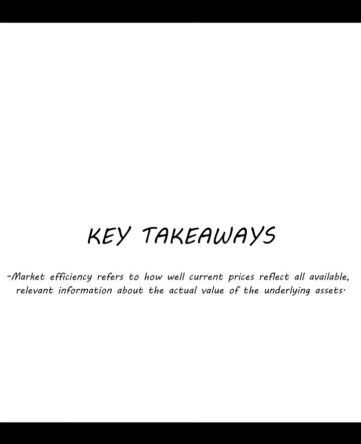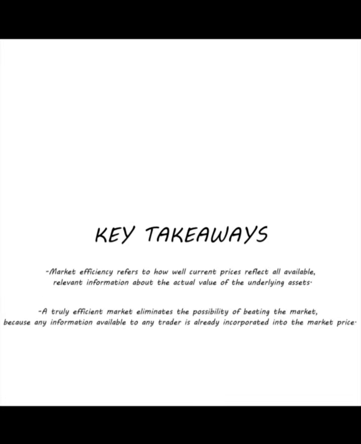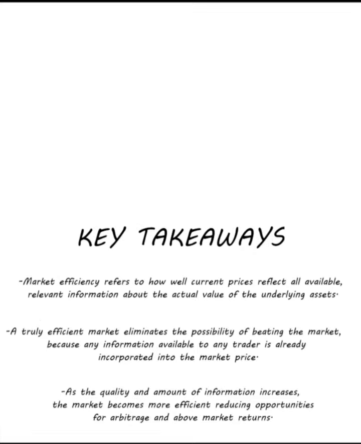These are the key takeaways of market efficiency. First, market efficiency refers to how well current prices reflect all available relevant information about the actual value of the underlying assets. Second, a truly efficient market eliminates the possibility of beating the market, because any information available to any trader is already incorporated into the market price. Third, as the quality and amount of information increases, the market becomes more efficient, reducing opportunities for arbitrage and above market returns.